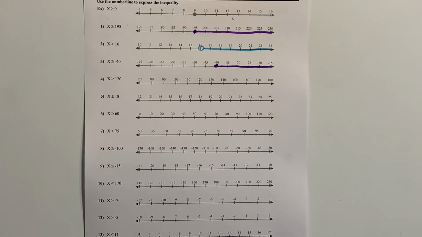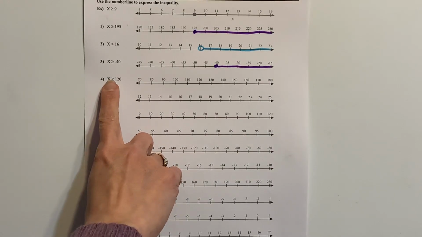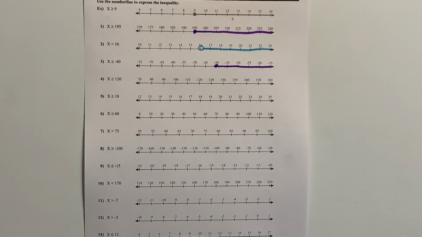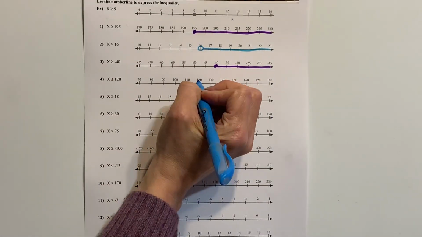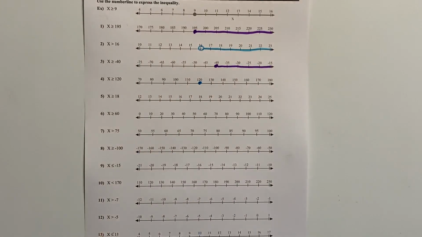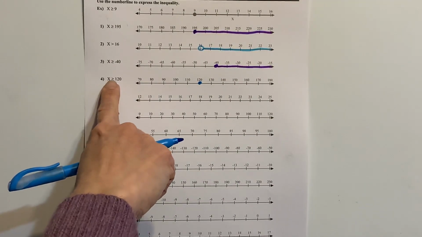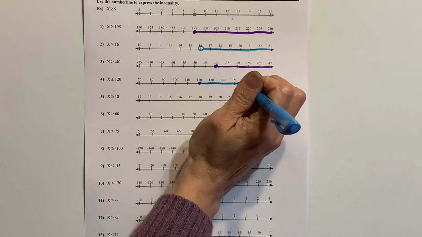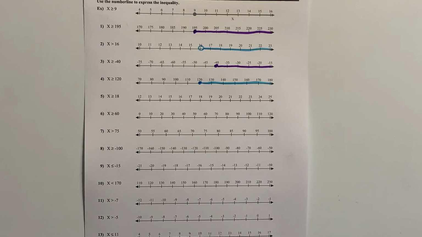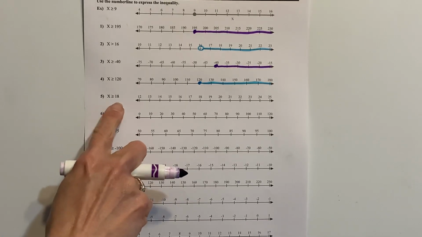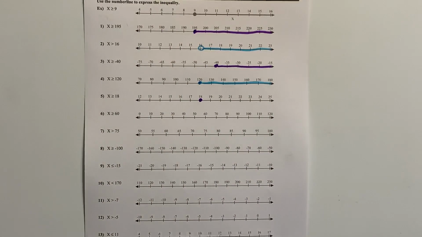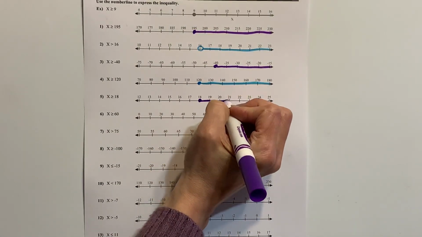All right, so let's take a look at number 4. Number 4 says x is greater than or equal to 120. So since it has the equal to, I have to include 120 in the results. All right, so it's a filled in circle. So it says x is greater than or equal to 120. So I'm going to have to fill it in to the right. Number 5, x is greater than or equal to 18. Aha, greater than or equal to. If it says or equal to, I have to include that number in the results. So since it says greater than, I have to include all of the numbers that are bigger than 18.